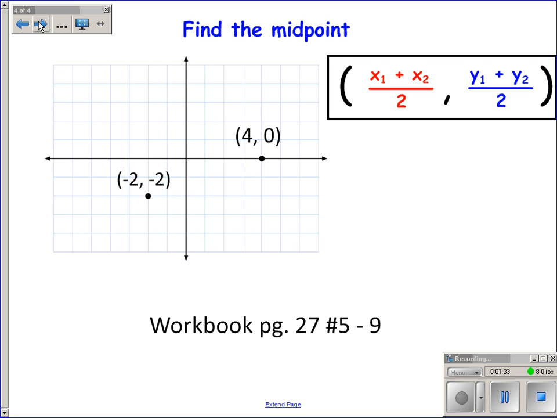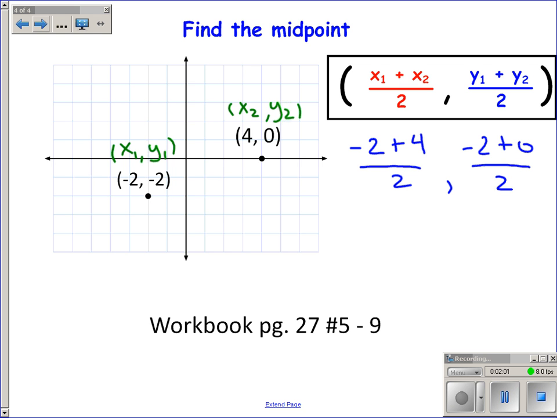Here's one quick example. The midpoint of the point -2, -2, and the point 4, 0. Now, this is x1 and y1, and this is x2 and y2. So I'll plug them in. I'll average the x's, -2 plus 4 over 2, and I'll average the y's, -2 plus 0 over 2.